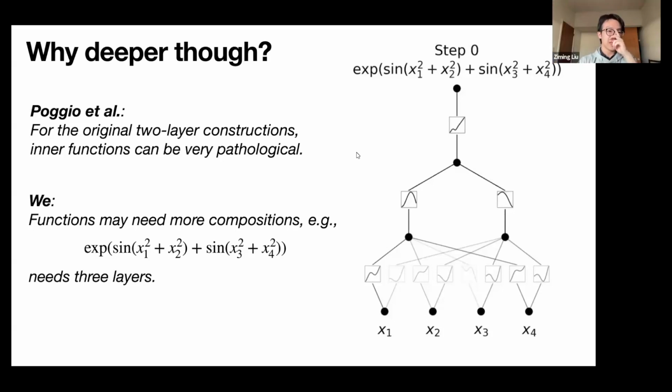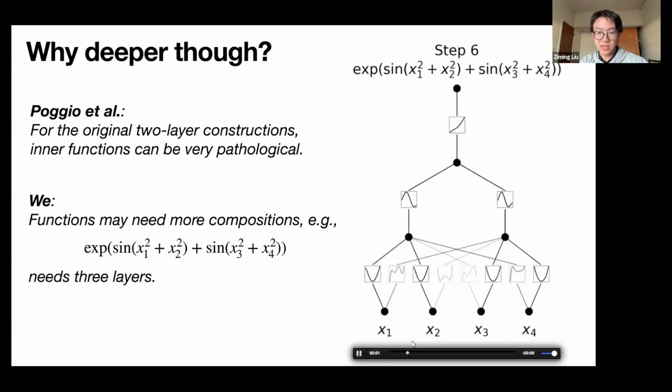Okay, cool. So a very simple example is exponential of sine of x1 squared plus x2 squared plus sine of x3 squared plus x4 squared. Then if you do the construction, you would realize that you would need at least 3 layers to do the square, to do the sine, and to do the exponential. So here is the training.